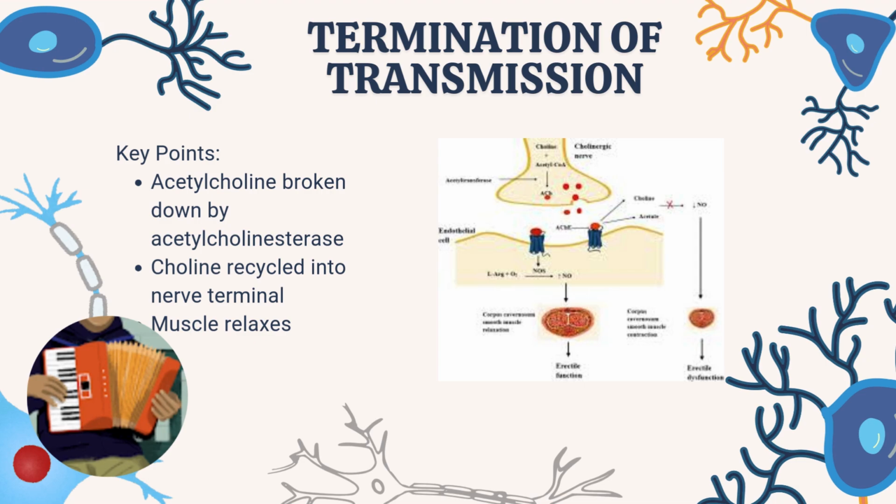Here, the termination of transmission. Finally, ACh is broken down by the enzyme acetylcholinesterase into acetate and choline. This stops the stimulation, allowing the muscle to relax and preventing continuous contraction.